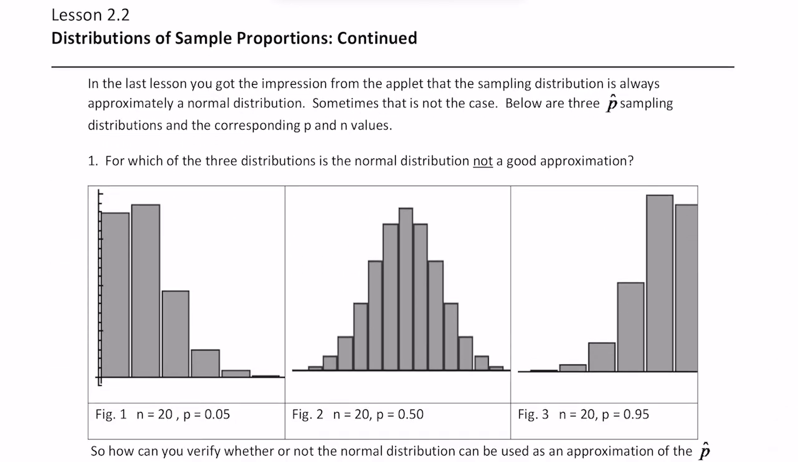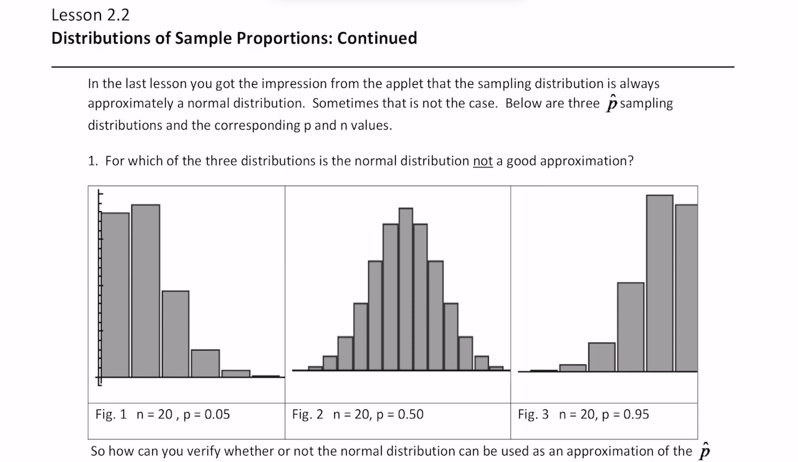So in the last lesson, some of you may have gotten the impression from using that applet that the sampling distribution is always approximately a normal distribution, but that is not always the case. So here are 3 different P hat sampling distributions, and we're also provided the corresponding P, the population parameter, and also n, which remember is your sample size. So all of the sample sizes are 20, but as you can see, each of the parameters is different. And not all of the distributions are shaped normal.